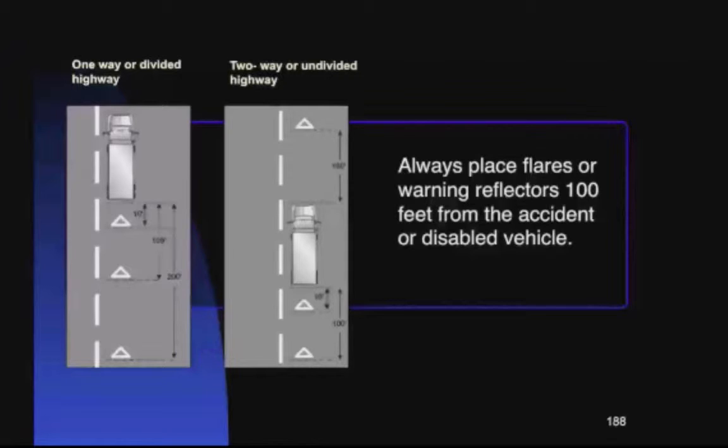One-way or divided highway. Place the first triangle 10 feet behind the vehicle. Place the second 100 feet behind the vehicle. Place the third 200 feet behind the vehicle.